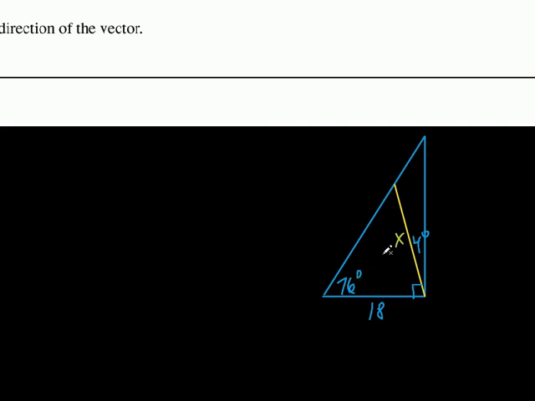I've got an angle opposite the side. I know another side. It'd be really nice if I knew this angle right here. If I actually knew that angle, I could use the law of sines and solve for x. Well, I might be able to solve for that angle, so let's take a look.